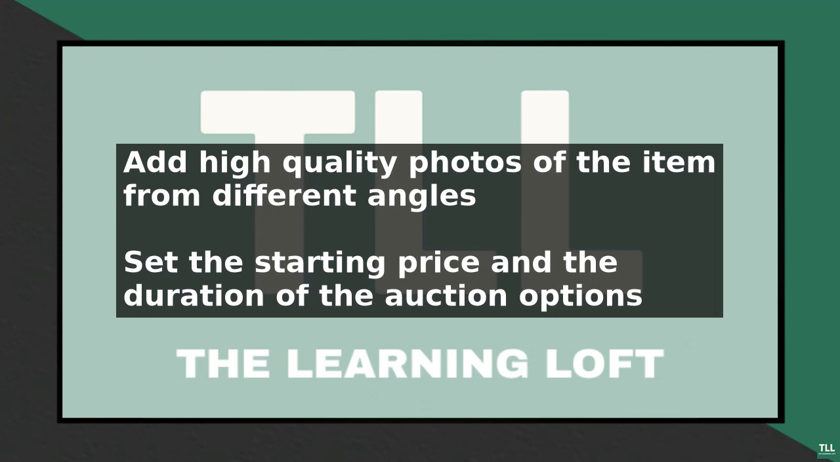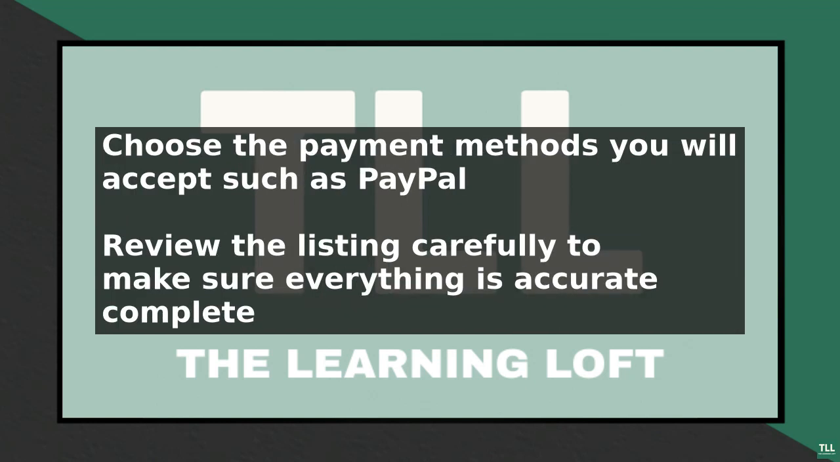Once you have entered all the details, review the listing carefully to make sure everything is accurate and complete. Finally, click the List Item button to create the listing and start the auction. Your item will now be live on eBay and available for buyers to bid on.